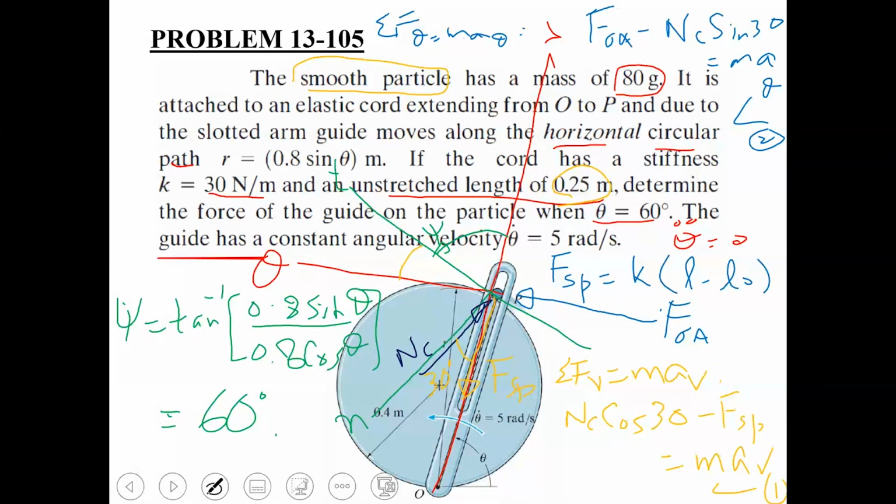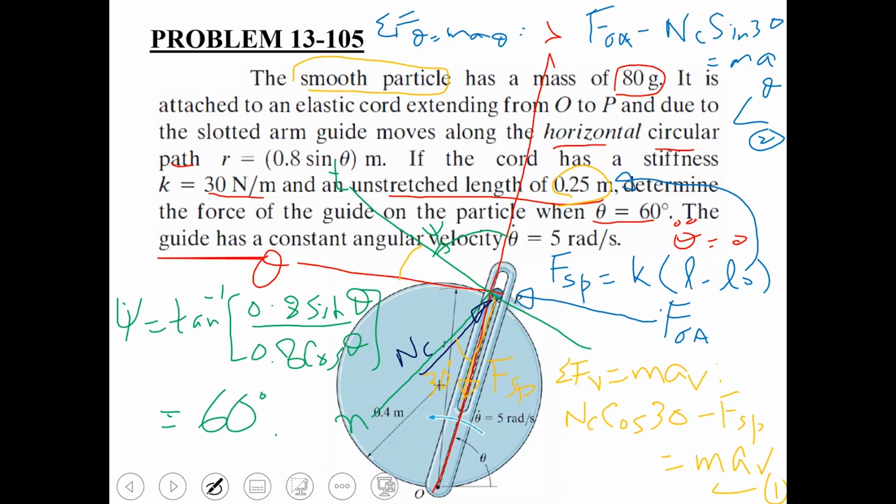Yes sir. Where L is the length of the spring at the instant you are analysing, and L naught is the unstretched or neutral length of that spring. This neutral length is given to you as 0.25 meters. What about this length L? What should be the value of this length L? 0.8 sin 60.